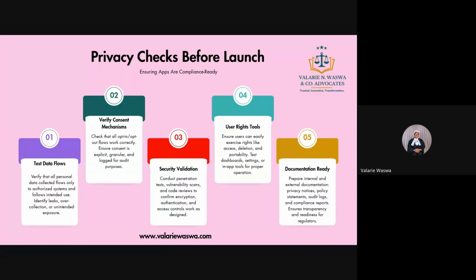The first one, you want to test data flows. You want to verify that all personal data collected flows only to authorized systems and that it follows the intended use. Again, use, minimization, all that. You want to do this so that you can quickly identify possible leaks of a collection of data or unintended exposure.